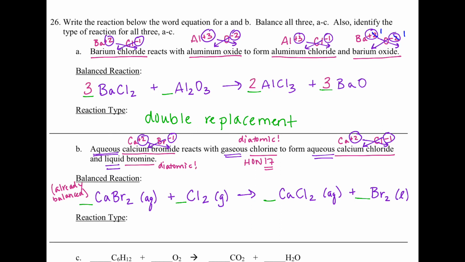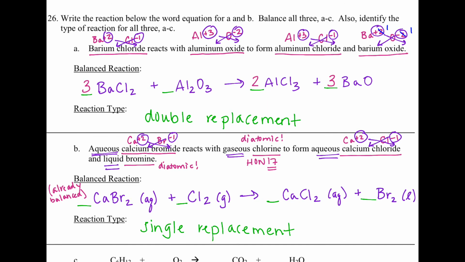Okay. For our reaction type, if I look at this, I have a compound and a single element. Yes, there's 2 of them, but it's still just one type of element. So a compound and an element, and then another compound and element on the other side. So this was an example of a single replacement reaction, because again, it's a single element replacing the other product.